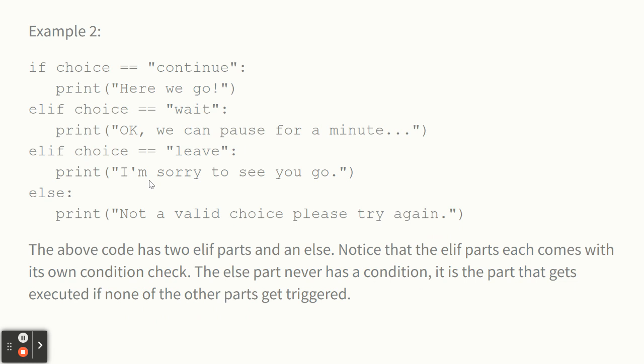But here's a different thing. Notice I've got 2 elifs here. It says if choice equals continue. Here we go. Elif choice equals wait. Okay, we can pause for a minute. Elif choice equals leave. I'm sorry to see you go. And then else, not a valid choice. Please try again. So this would be where I'm giving them 3 things they can do. They could say continue, wait, or leave. And if they say anything else, it's going to trigger that last thing that says not a valid choice. Please try again.